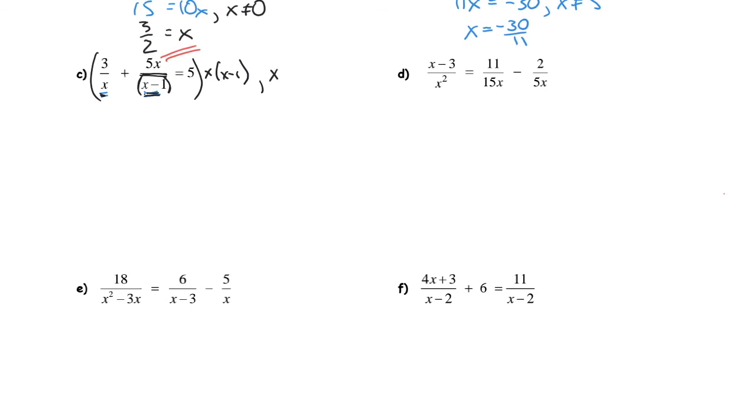So in this case, x cannot equal, first of all, because of that first term, x can't be equal to 0. And because of the second term, x can't be equal to 1. So there are those two restrictions.